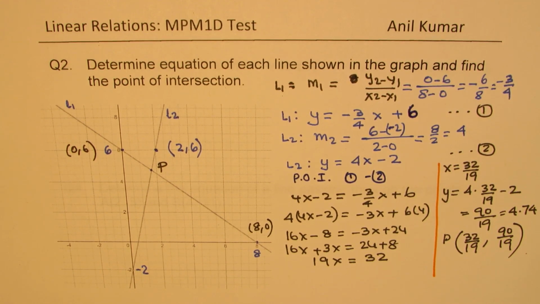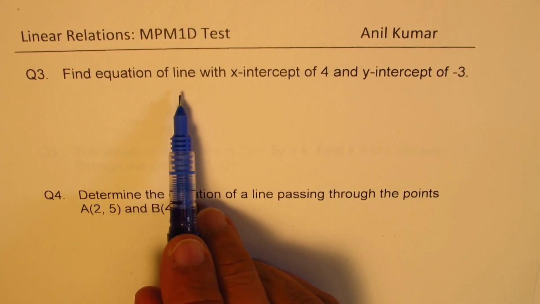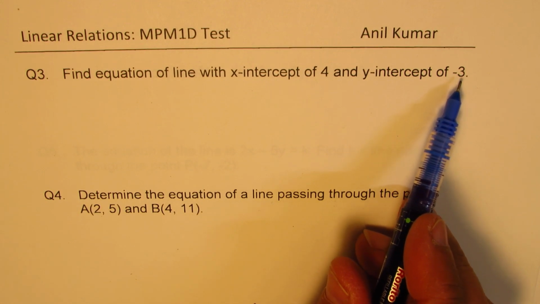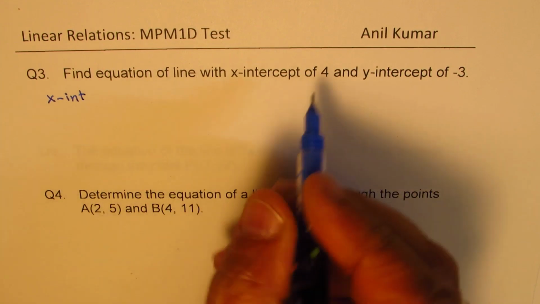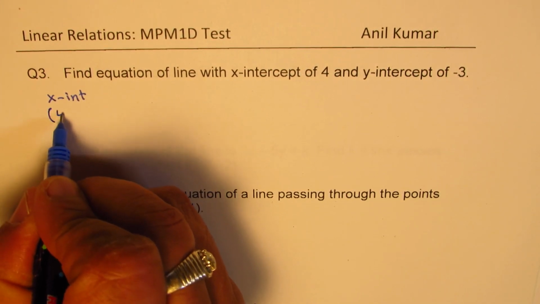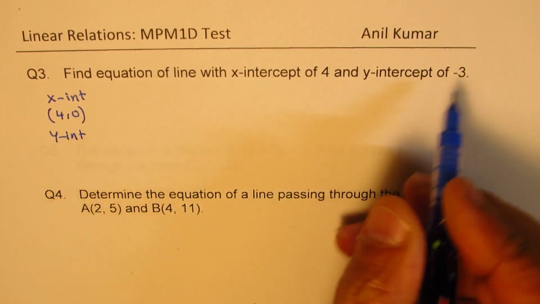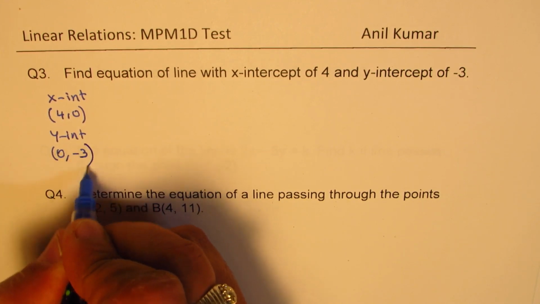Let's move on and take question number 3 now. Question number 3. Find the equation of a line with x-intercept of 4 and y-intercept of minus 3. So when I say x-intercept, it means what? X-intercept of 4 means that the point is (4, 0). And when I say y-intercept of minus 3, that means at 0, the y value is minus 3.